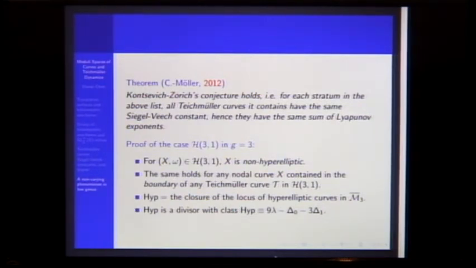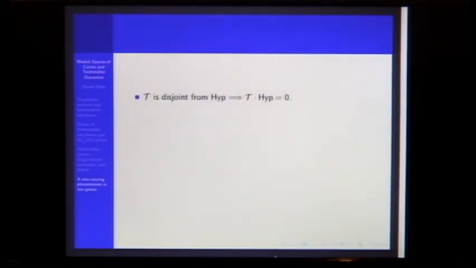Okay, then the next, so I already said the Teichmüller curves in this stratum are disjoint from this hyperelliptic component, this hyperelliptic locus. So let's denote a Teichmüller curve by T, and T and Hyp, their intersection number is zero. They are physically away from each other. They do not intersect.